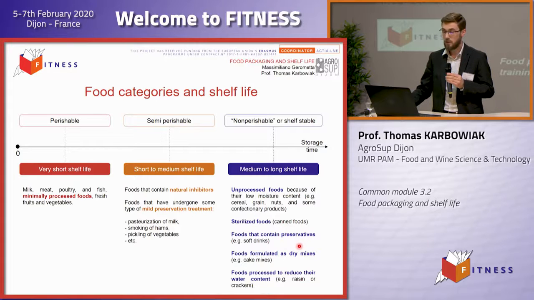You could have foods that contain preservatives, like soft drinks. They are quite stable over a very long period of time. Foods formulated as dry mixes are very stable also. And food processed to reduce their water content. And these are very different situations, and that means for every food, you have to ask yourself some questions about what are the most important criteria that will define the acceptability limit you will fix. And once you know that, after that you can study the evolution over time.